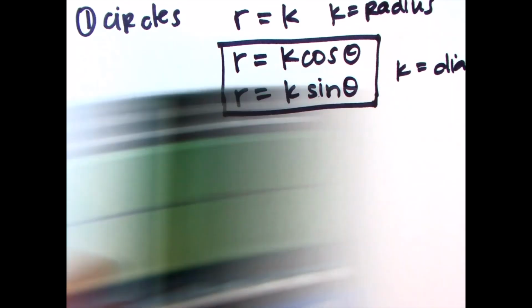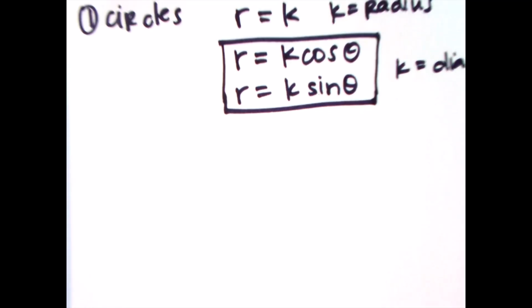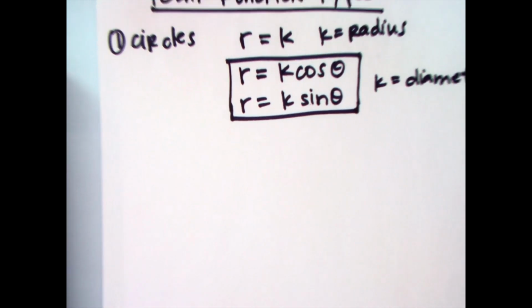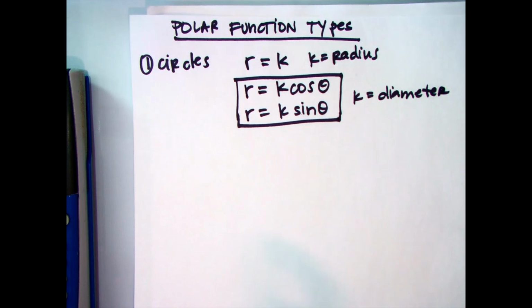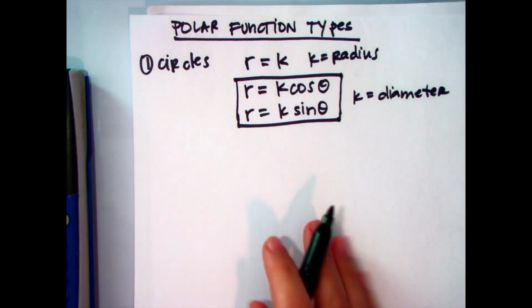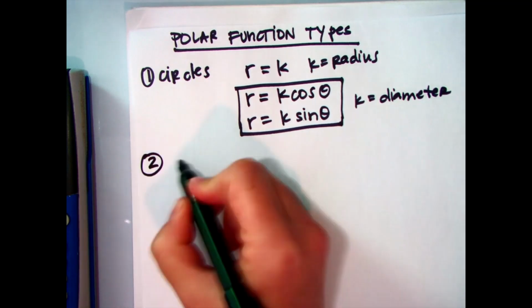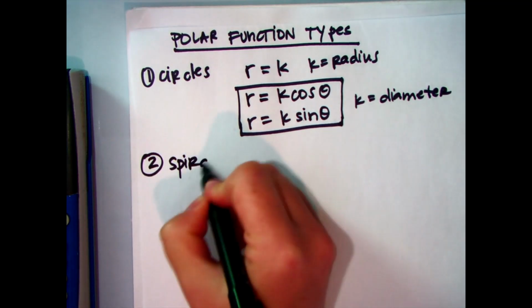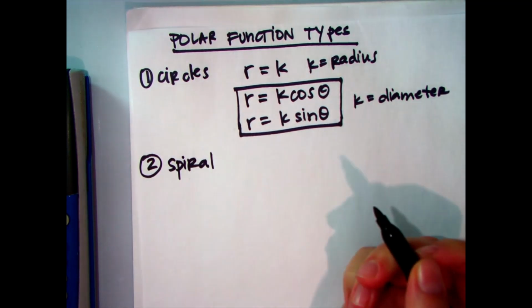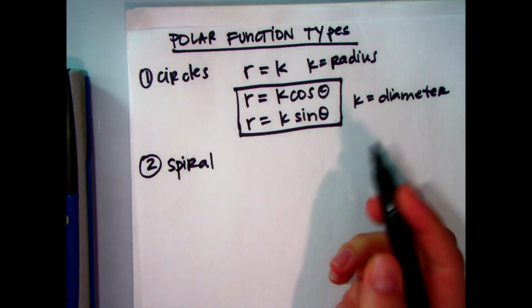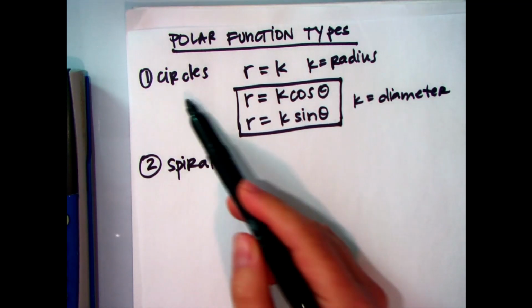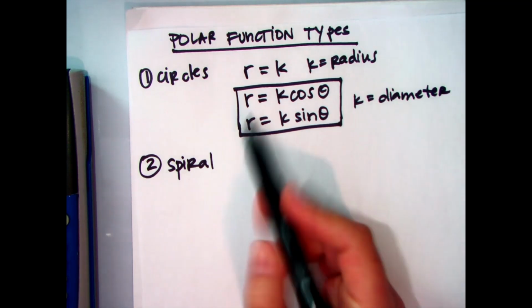All right, now let's go back a little bit, zoom out a little bit. All right, so that's our circle stuff. The next type that you need to be familiar with is a spiral. And these are really cool. The rest of these types of polar functions are really neat. So circles are pretty boring, but the other ones are going to be really cool.